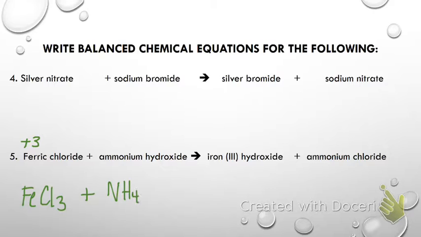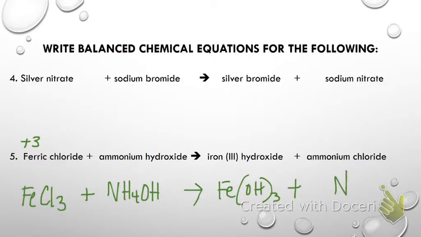NH4OH. This is why y'all had the highest test average. Y'all know your formulas. Okay, how do I write iron 3 hydroxide? And then ammonium chloride? NH4Cl. Okay, now we write all our formulas and now we balance it. All right, JT, what's the first thing you notice that's not balanced?